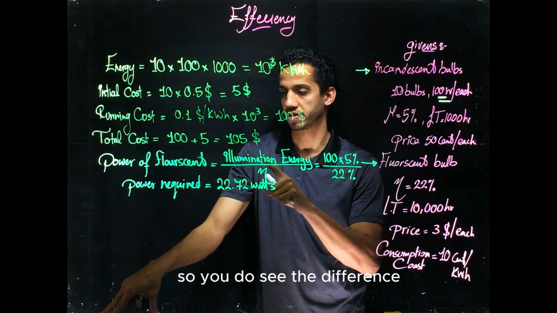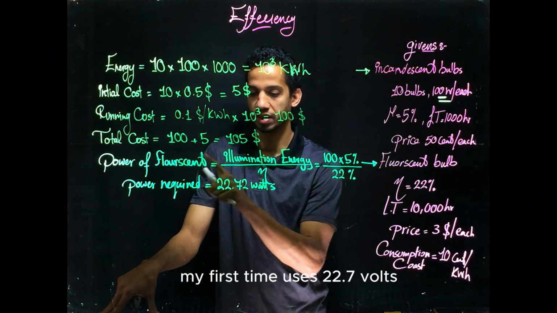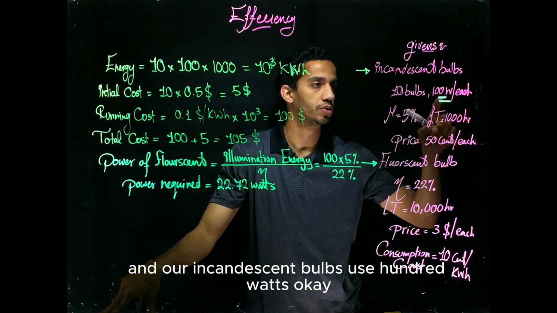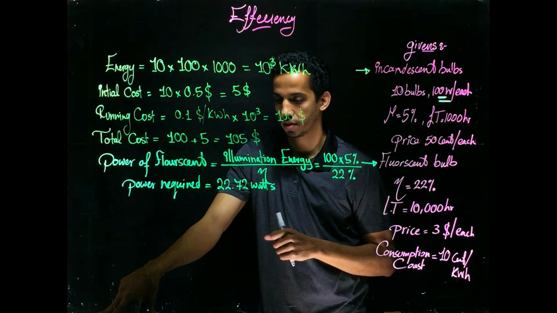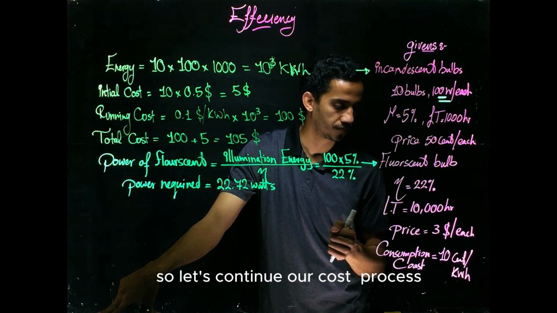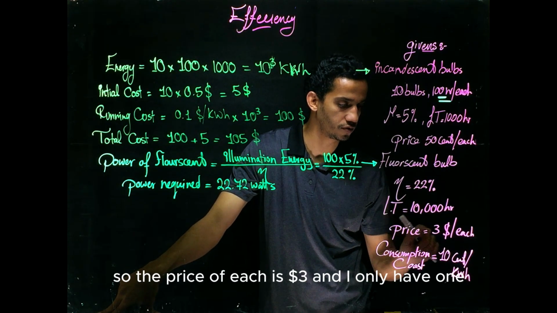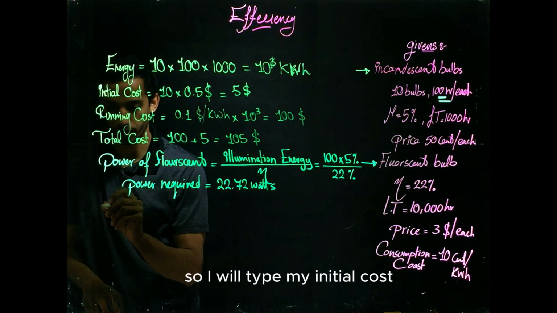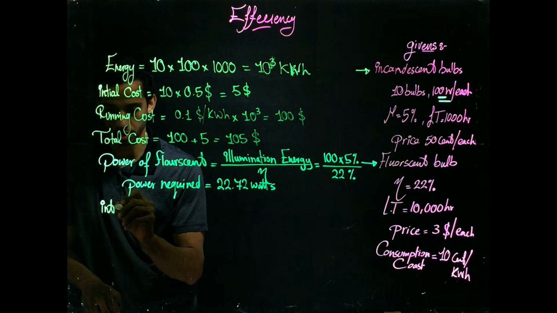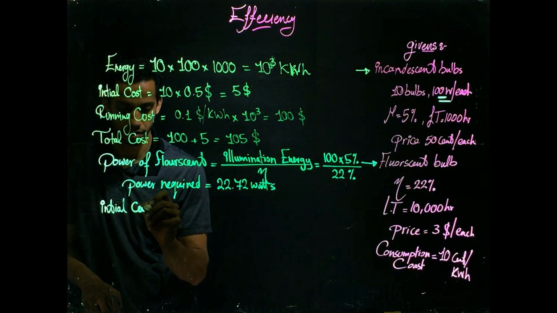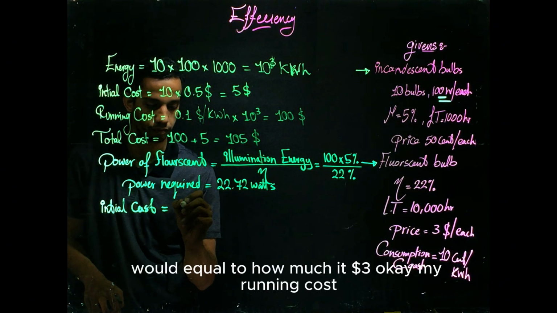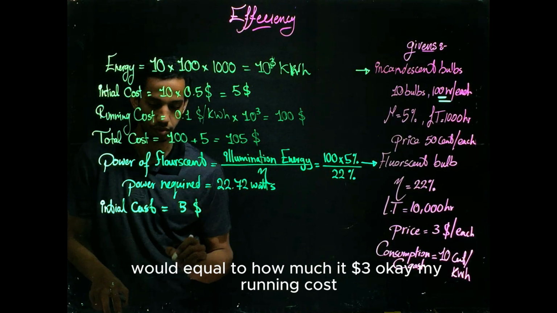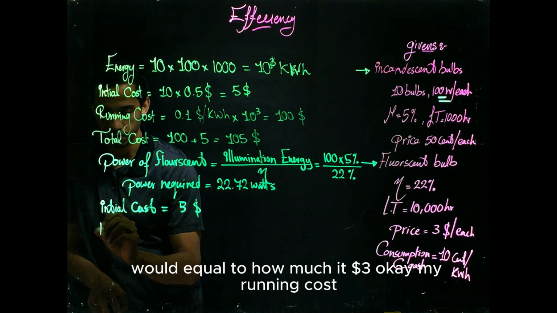So you do see the difference. My fluorescent lamp uses 22.7 watts and our incident bulbs use 100 watts. Okay, so let's continue our costing process. The price of each is $3 and I only have one, so I would type my initial cost would equal to how much? $3.